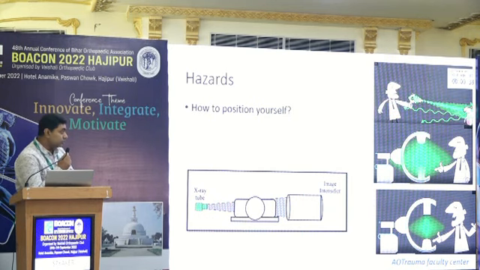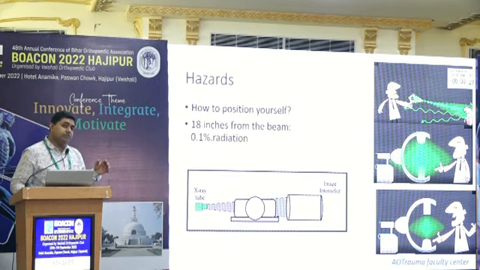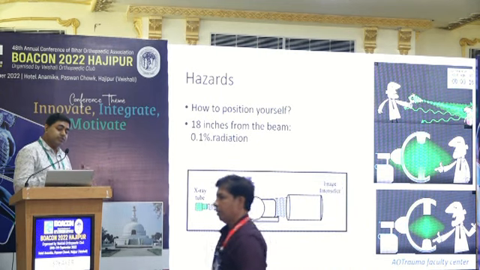One more important point is that if you keep yourself distant from the C-arm, the reflected radiation is quite less. Even at 18 inches from the C-arm, you will get just 0.1% of the radiation, which is about 10,000 times less radiation.